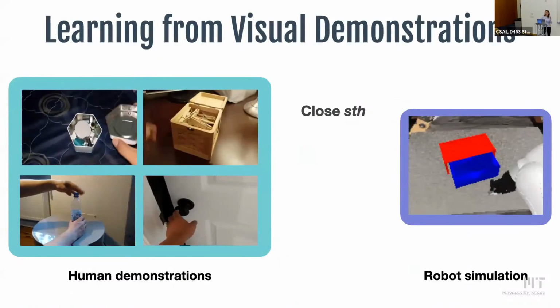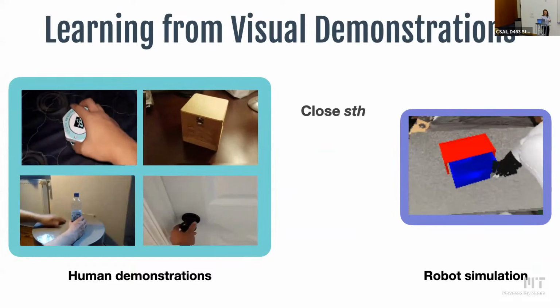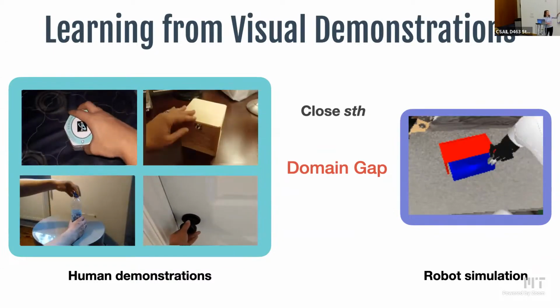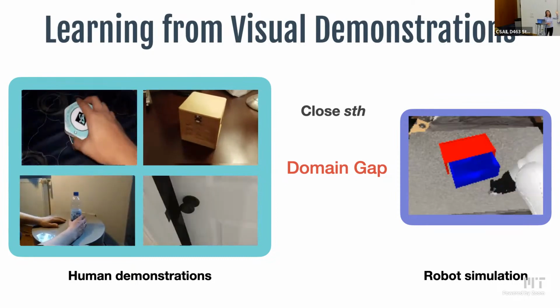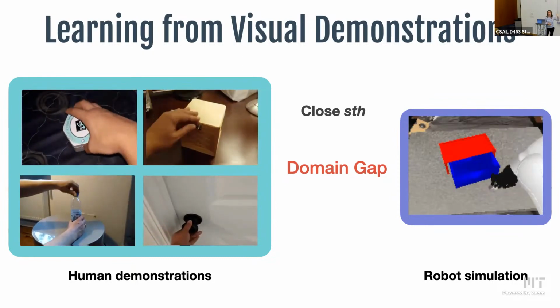But of course, the first obvious problem here is that there is a really large domain gap between the human demonstration and a robot simulation. And there would even be a domain gap between the human demonstrations and the robot doing it in the real world.